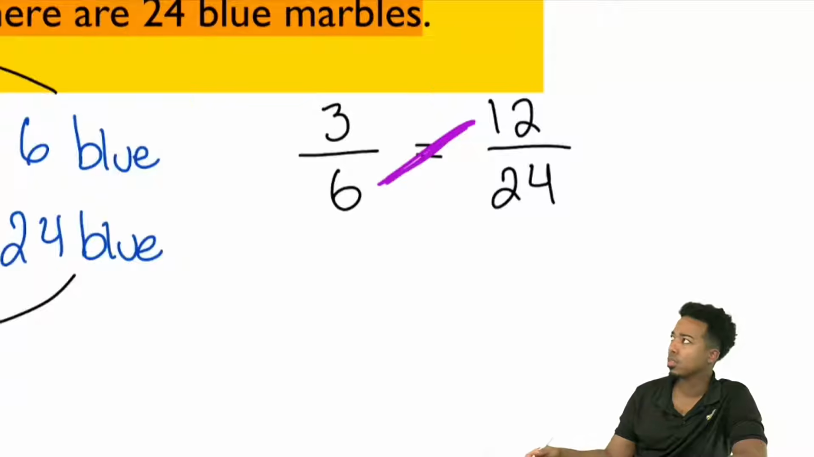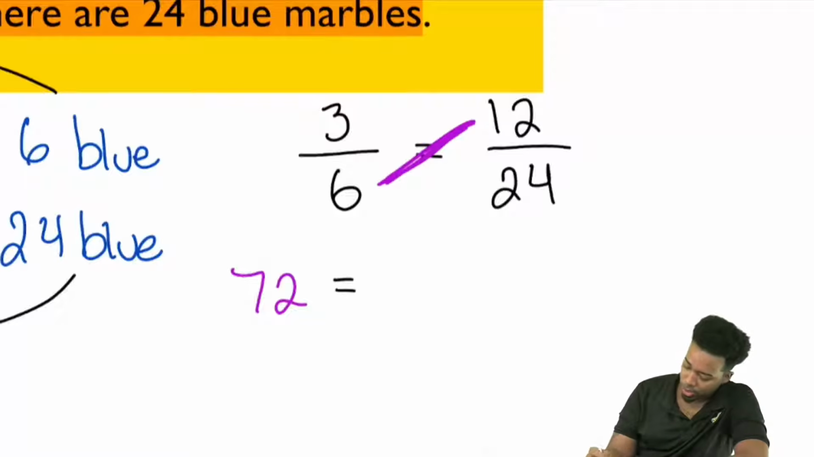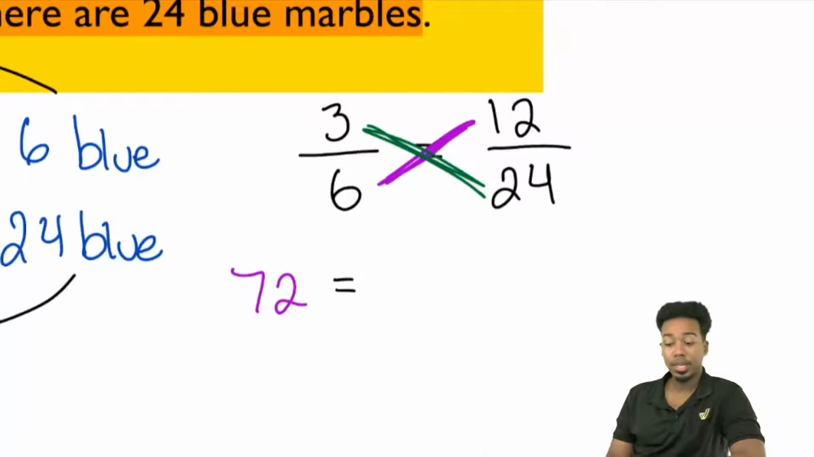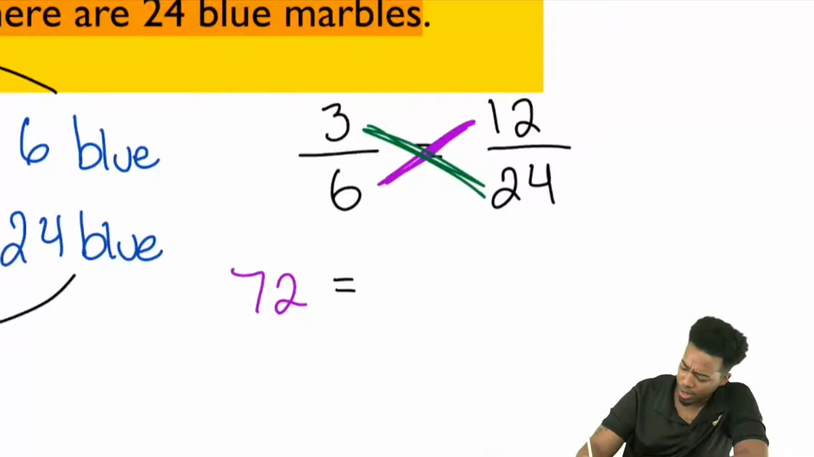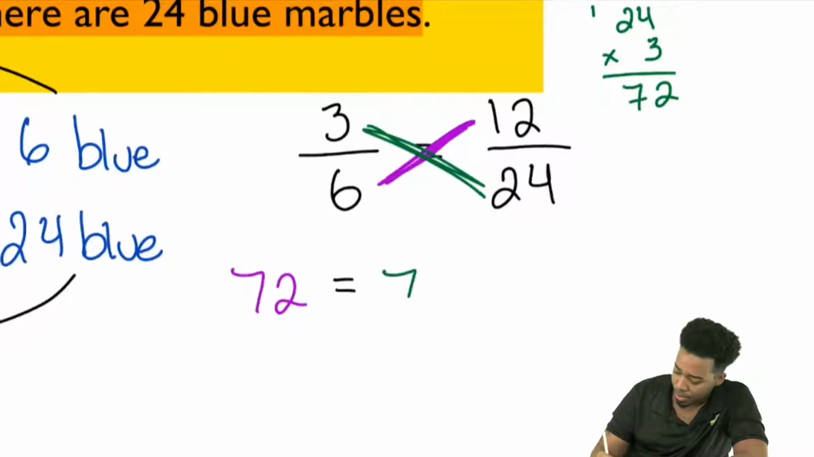10 is 60, 66, 72. That makes a lot of sense. That's 72. Now over here, what's 3 times 24? That might be a little harder, so we might need to go ahead and set that up right here on the side. 4 times 3 is 12. 2 times 3 is 6. Carry the 1 is 7. Oh, look at that. Okay.